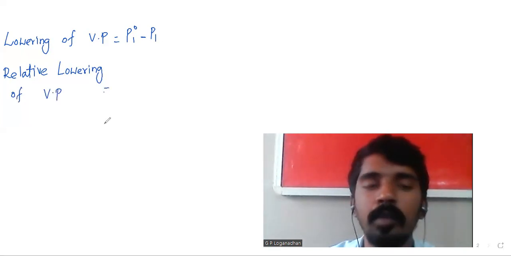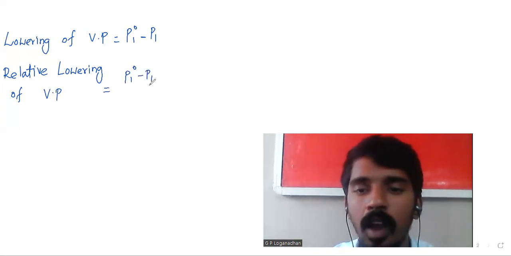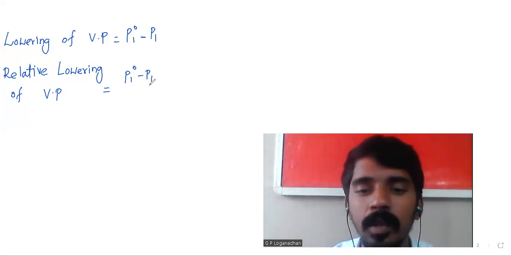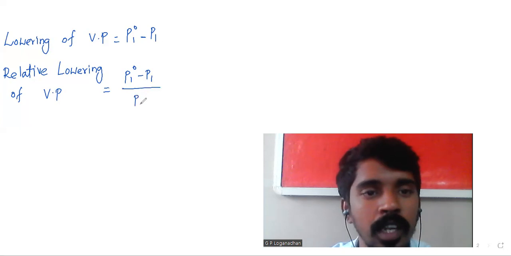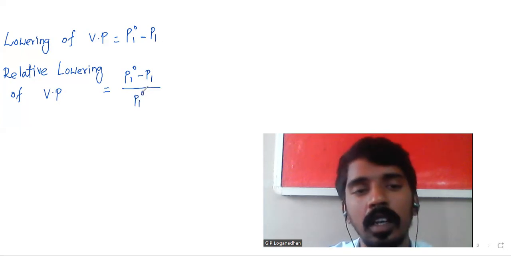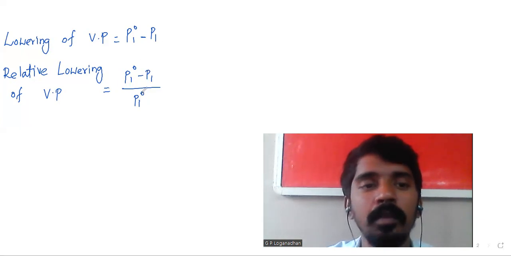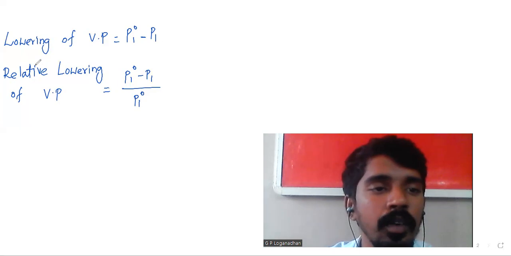Relative lowering of vapor pressure: the lowering of vapor pressure is P1 naught minus P1. How much is the change compared to the initial one? What is the initial one? The initial one is P1 naught. So this is how it is related. How much it has changed is P1 naught minus P1, when you are comparing with the initial one, P1 naught. This is known as relative lowering of vapor pressure.